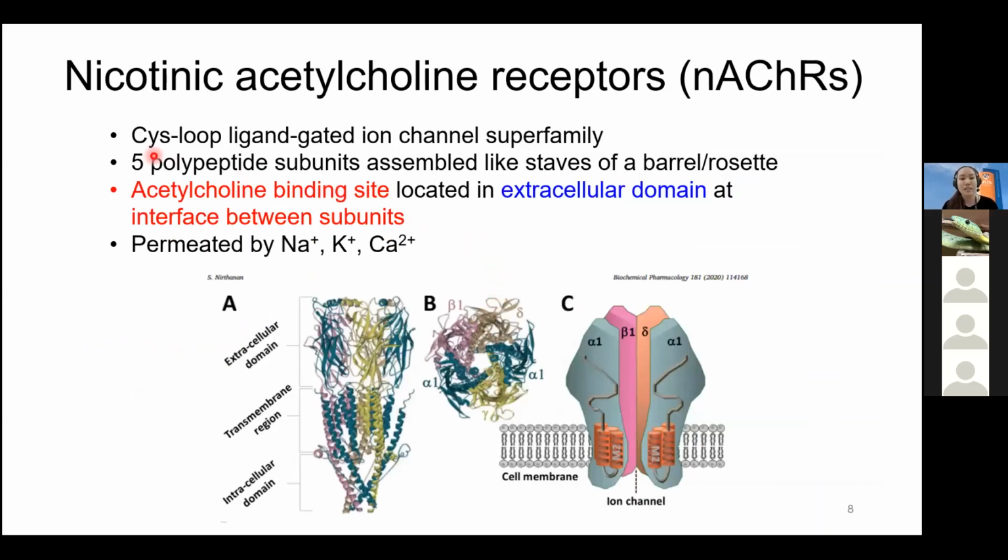They are from the cys-loop ligand-gated ion channel superfamily, and they are made of 5 polypeptide subunits assembled like the staves of a barrel. You can see in this diagram, they are made of an extracellular domain, transmembrane region, and intracellular domain. The agonist binding site, the acetylcholine binding site, is located at the extracellular domain in the interface between the subunits, for example between the alpha and the gamma subunit over here, but I'll elaborate on that later. They are permeated by ions such as sodium and calcium.